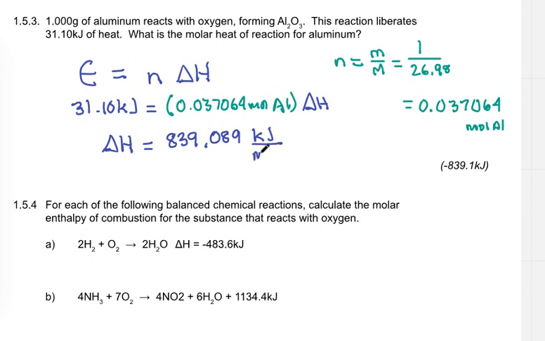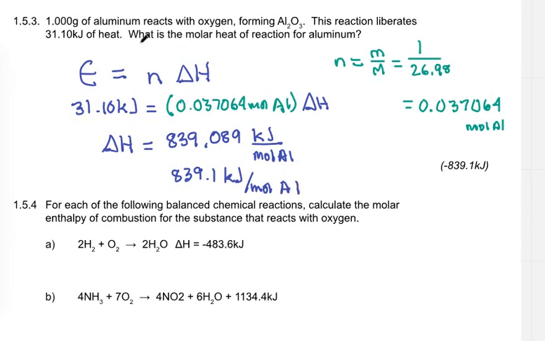And kilojoules per mole of aluminum is exactly what you'd expect to get for a delta H, so this makes perfect sense. How are we for sig digs? This mass has 4. The enthalpy had 4. 26.98 had 4. It looks like we can give 4 in our answers, so 839 point, round up, 1. 839.1 kilojoules per mole of aluminum.